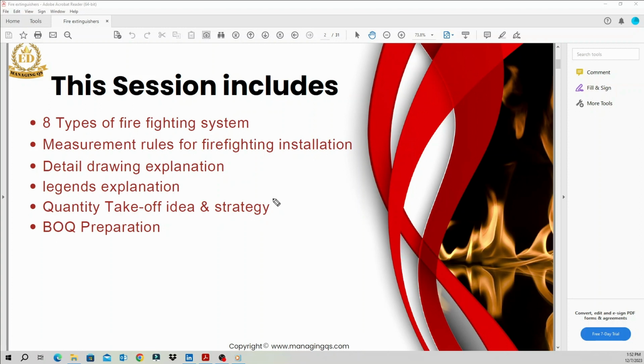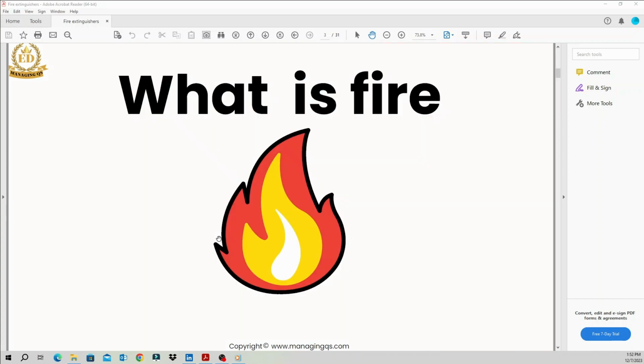It also normally helps you to crack your interview. For example, if you're going to any firefighting company for an MEP quantity survey interview, in this scenario you can apply whatever we learn from this session. So you can easily apply it to the interview. Hopefully you will enjoy this session. Once you complete it very properly, then you can do anything related to firefighting. Okay, let's move on.